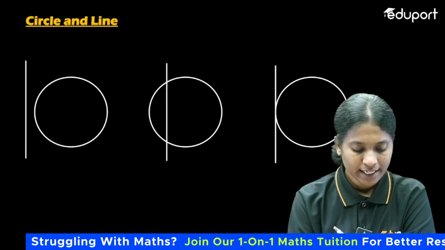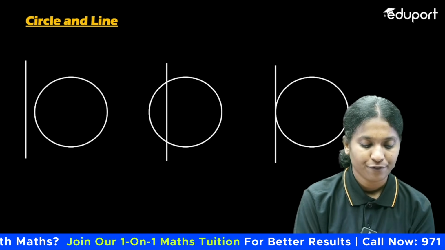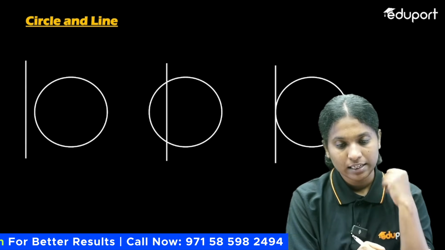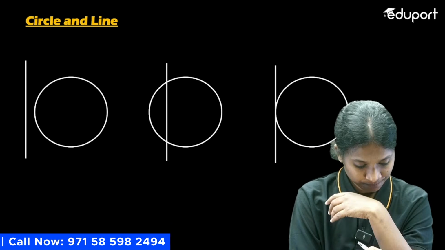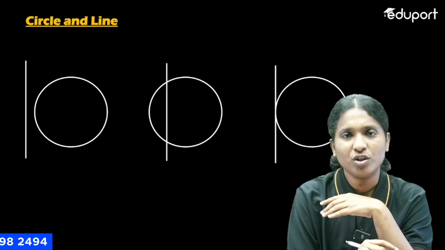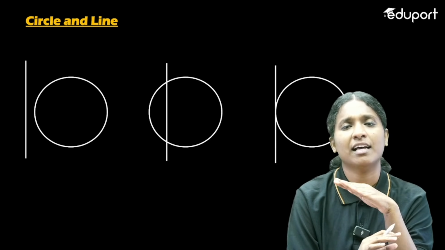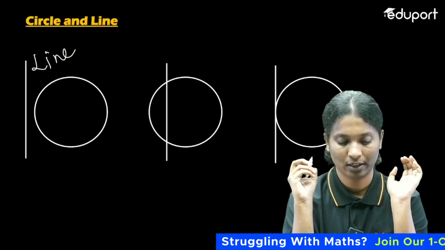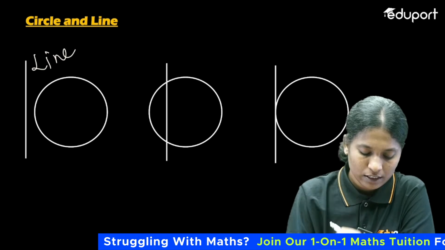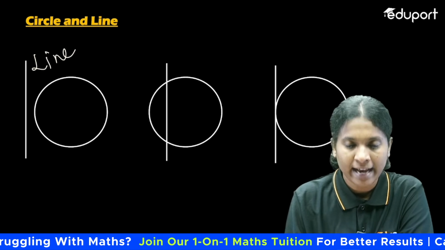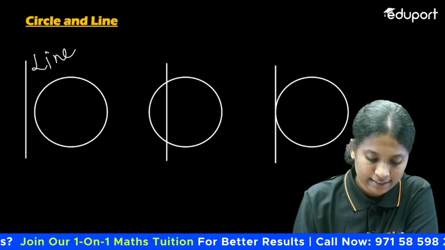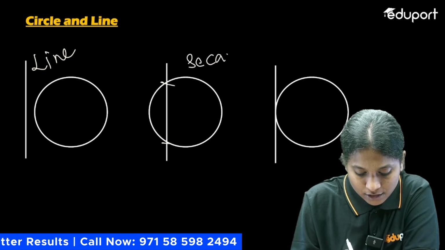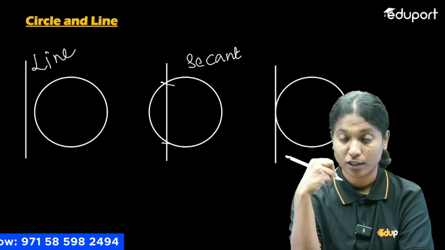Here you can see three figures. In the first one there is a circle and a line. This line does not touch the circle, or it has nothing to do with the circle, so it is simply a line only. And what about the second one? In the second one, this line intersects the circle two times. So it is called a secant, that you have learned. And what about the third one?